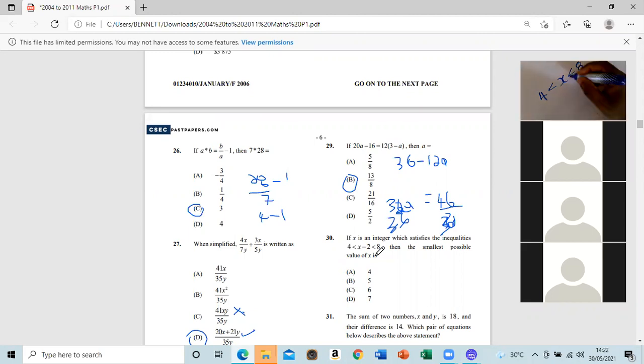All right, so in the middle, we have a minus 2. So for both sides, we are going to put plus 2. So this is a plus 2 and this is a plus 2. So this is going to give us 6 and this is 10. If x is an integer which satisfies the inequalities, then the smallest possible value of x is 6.